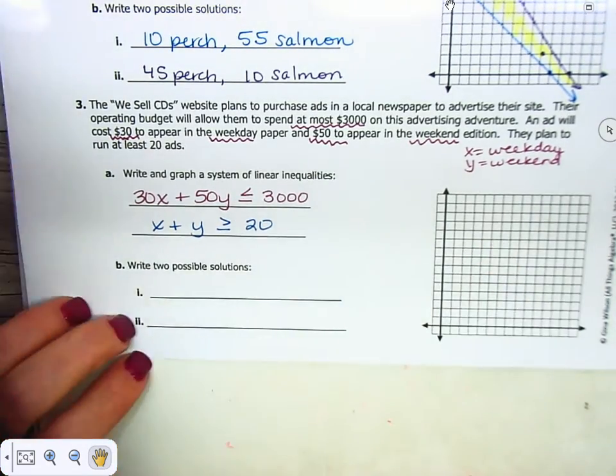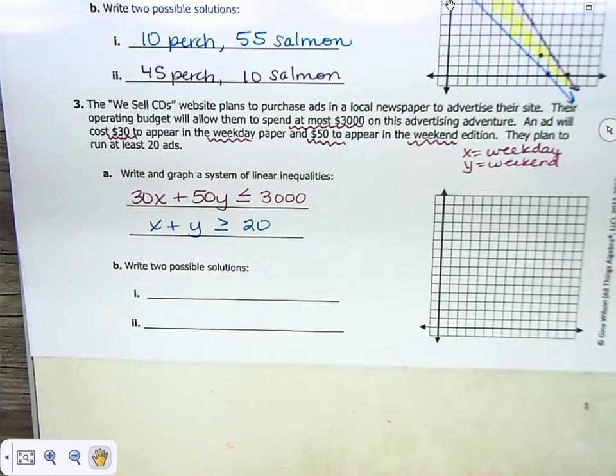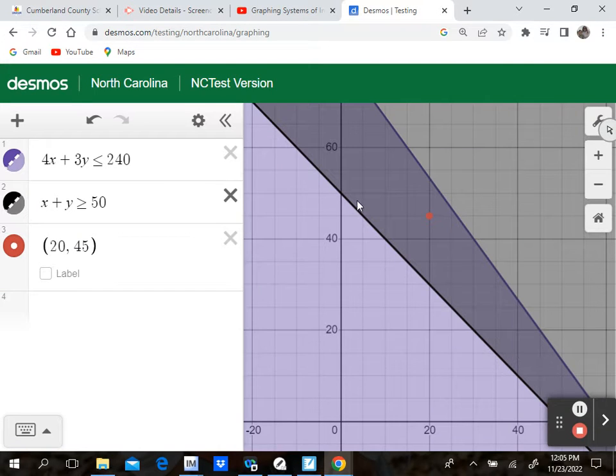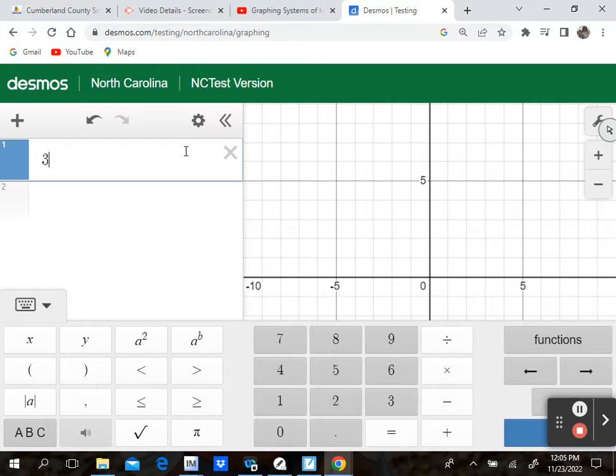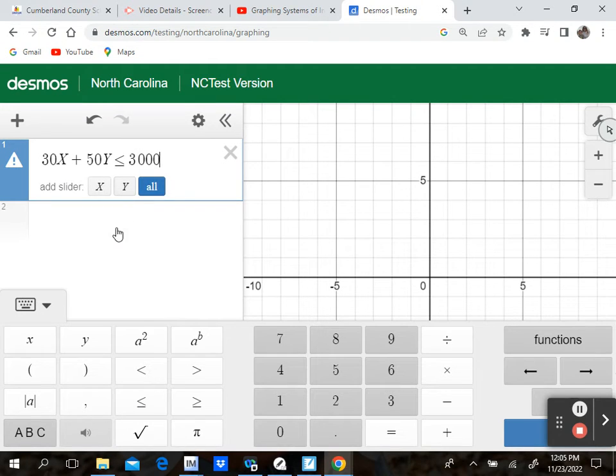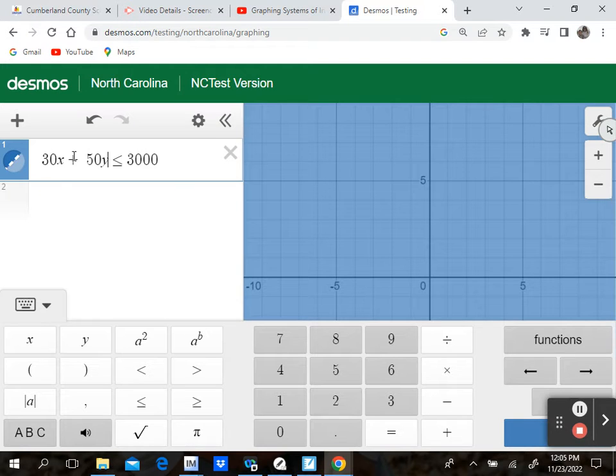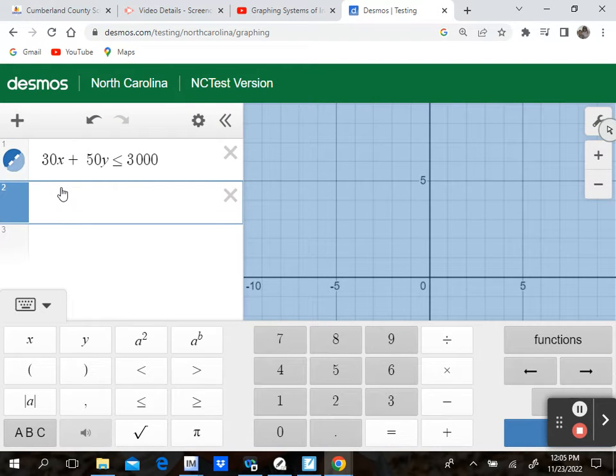All right, so again, ignoring this over here, we're just going to jump into Desmos and graph our two. Creating your inequalities is key. If you don't create your inequalities correctly, then obviously you're not going to have the right answers. Let me go back to here. X out of these three. Okay, so we've got 30X plus 50Y is less than or equal to 3,000, and then we've got X plus Y is greater than or equal to 20.